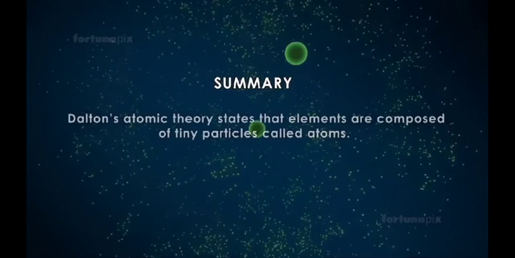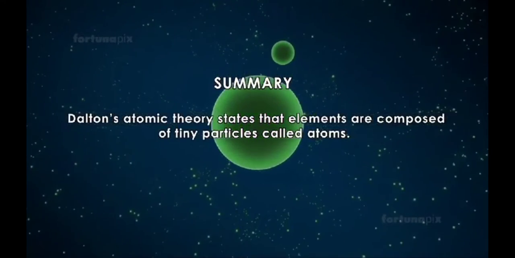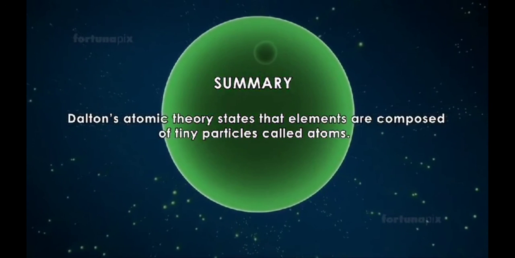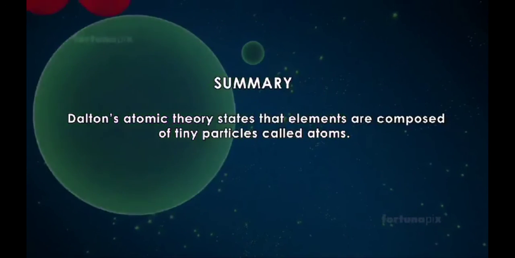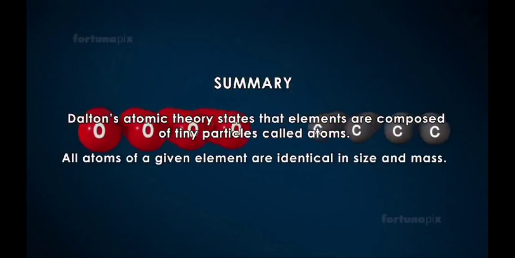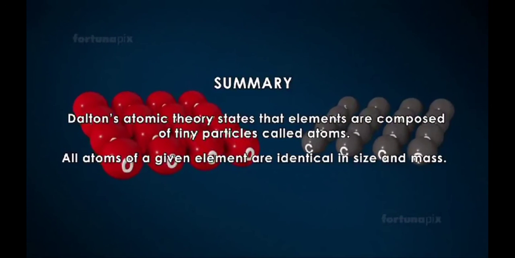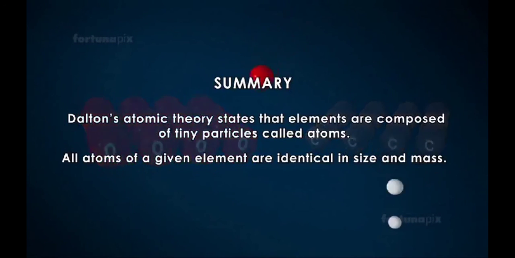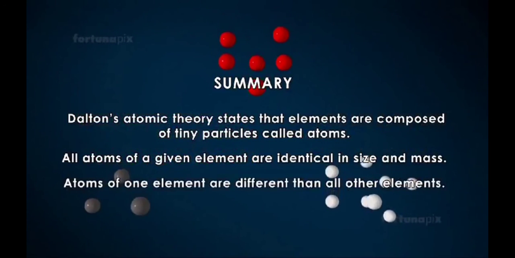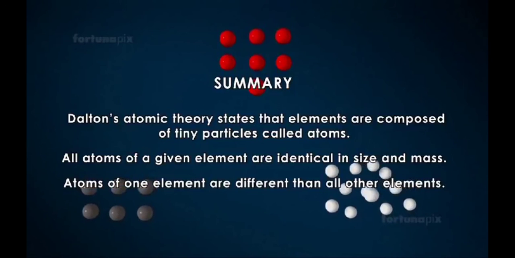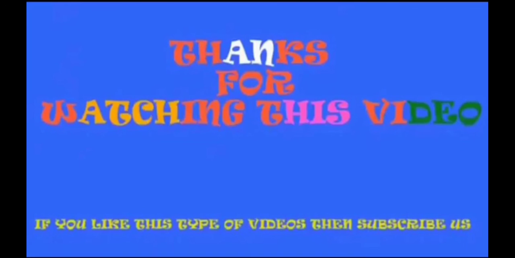Summary: Dalton's atomic theory states that elements are composed of tiny particles called atoms. All atoms of a given element are identical in size and mass. Atoms of one element are different than all other elements.